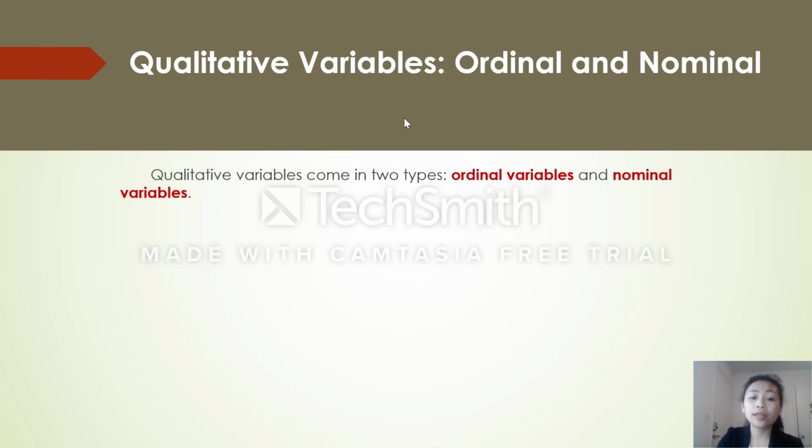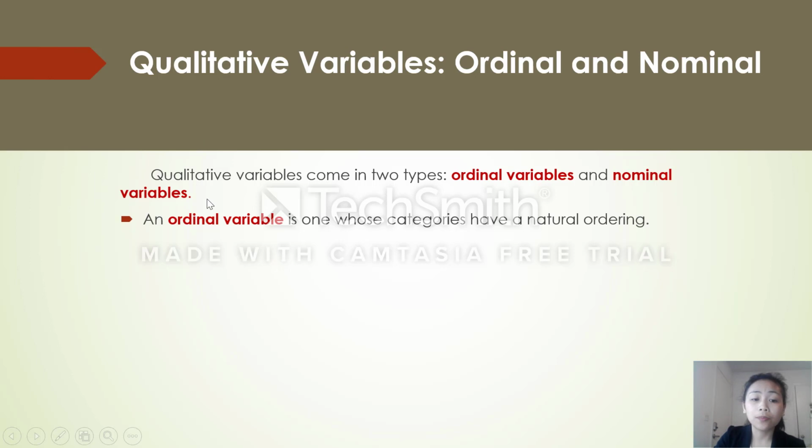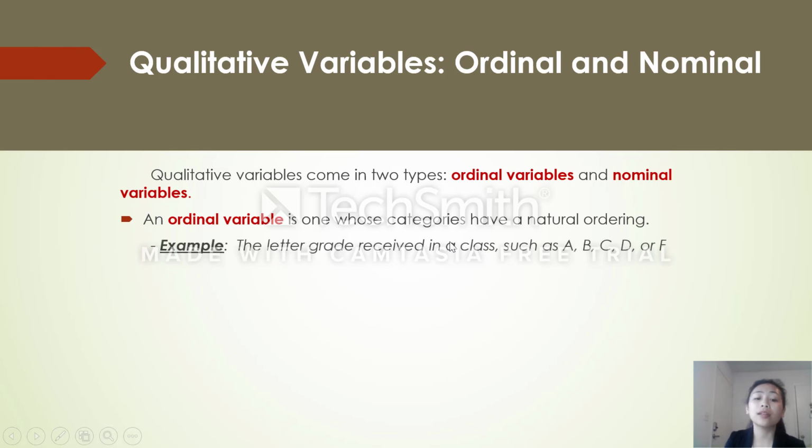So qualitative variables come in two types: ordinal variables and nominal variables. An ordinal variable is one whose categories have a natural ordering. That means ordinal variables take order into account. For example, the letter grade received in a class, such as A, B, C, D, and F. So we have the order. A should be first, then we have B, C, D, and F. We never mess up the order of these 5 categories.